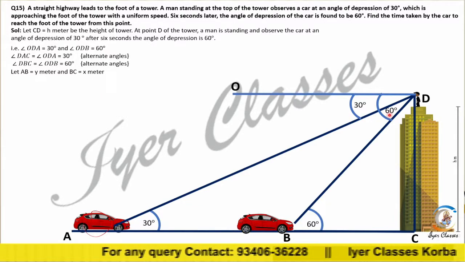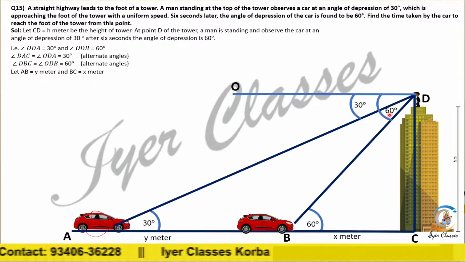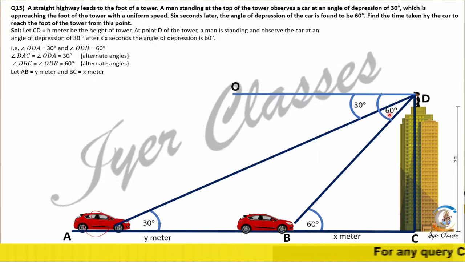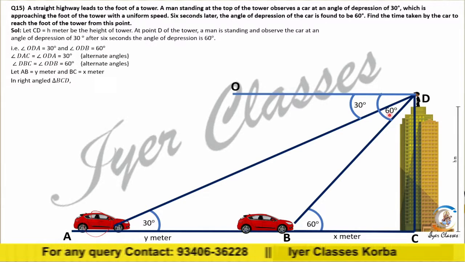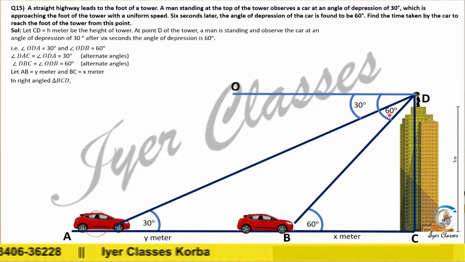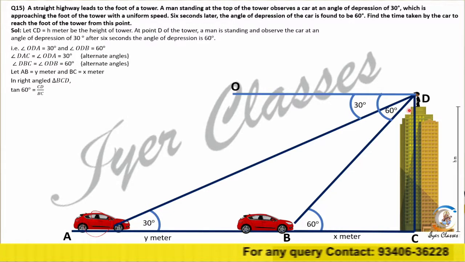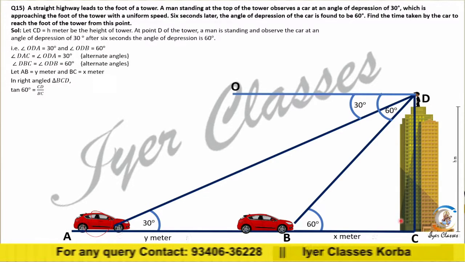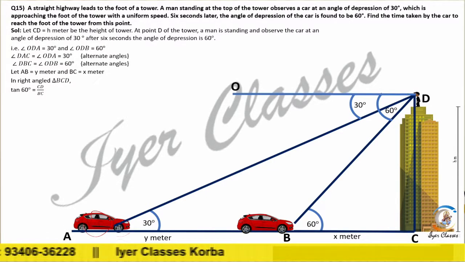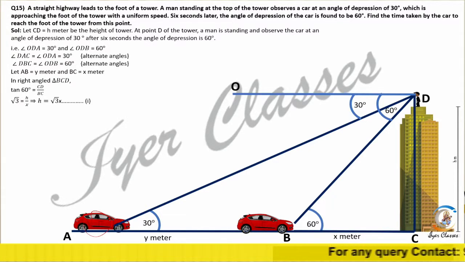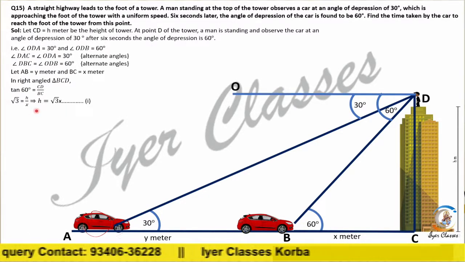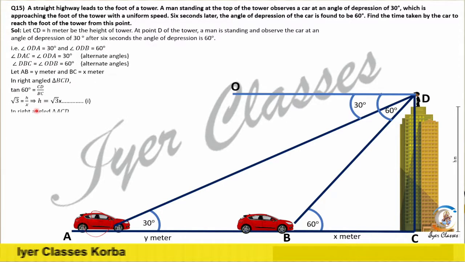Okay, now let us consider the distance AB to be y meters and BC as x meters, because we don't know the distance at all, right? Now, let us consider the right triangle BCD. In this triangle BCD, we know that tan 60 is equal to perpendicular by base. Perpendicular is CD and the base is BC. So, substituting the values, we get tan 60, root 3, equals h by x, or we can simplify and get h is equal to root 3 times x, right? Mark this as equation number 1.